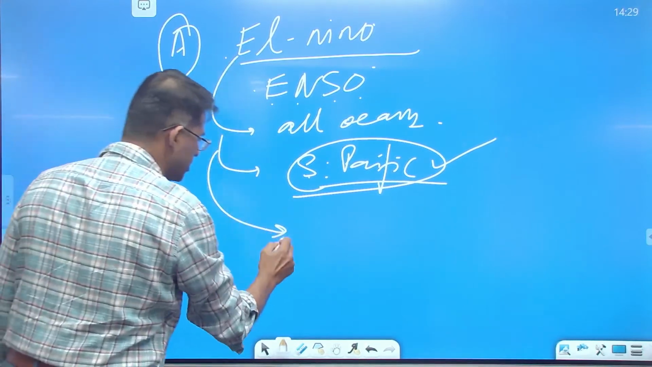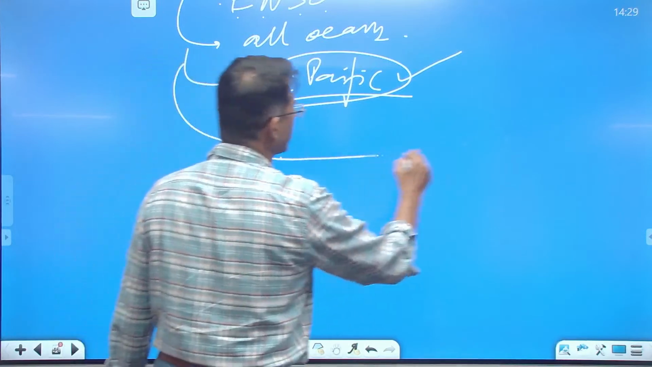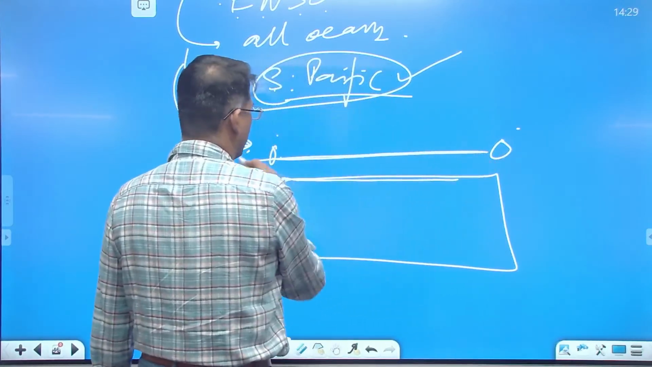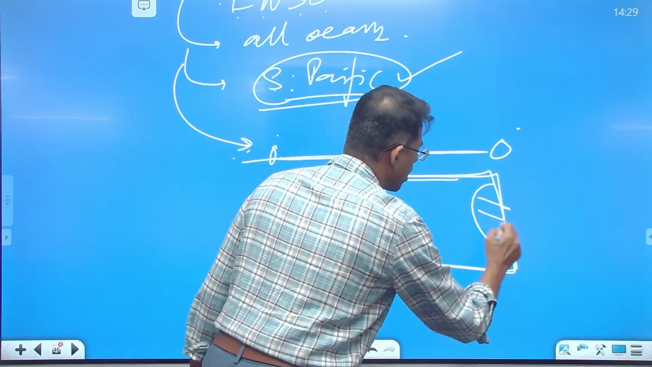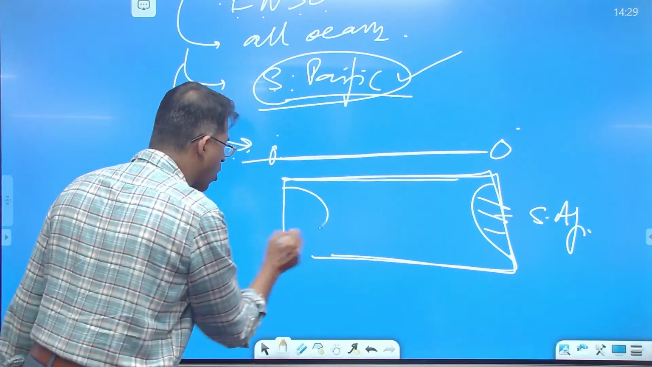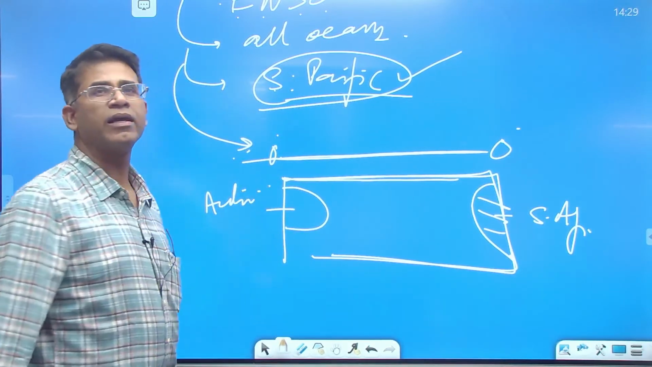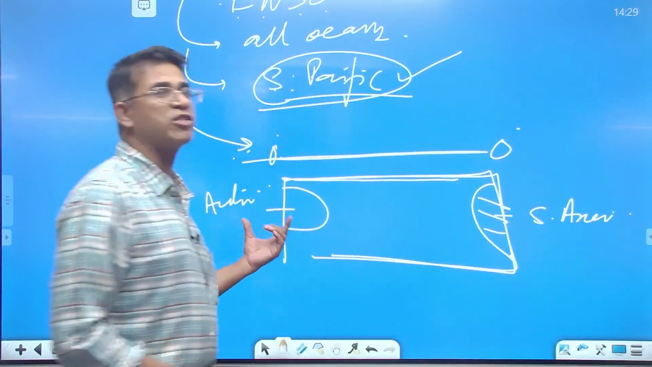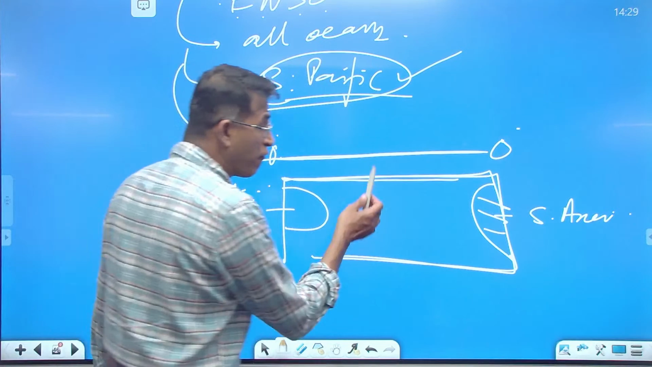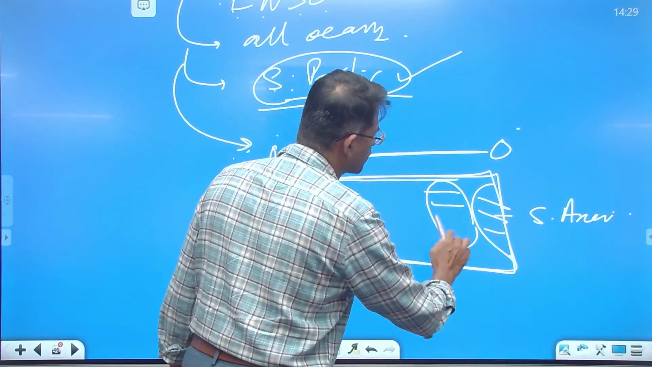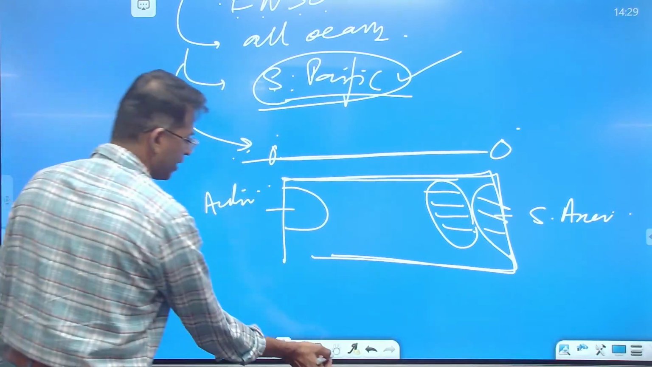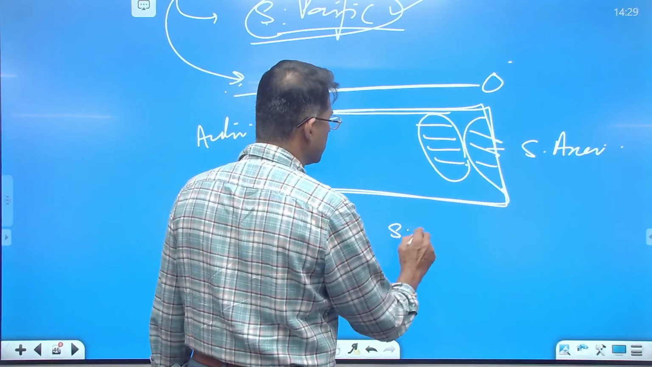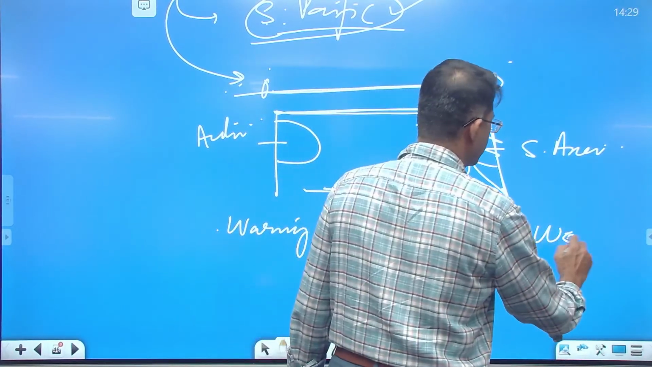What happens in El Nino is, just remember this: if this is the equator and this is your Southern Pacific, I'm showing you in a schematic way. Say this is the continent of South America and this is the continent of Australia. In El Nino, what happens is there is warming of the western waters of the Southern Pacific. There is warming. Keep writing, please. Warming of the waters of the Western Pacific.